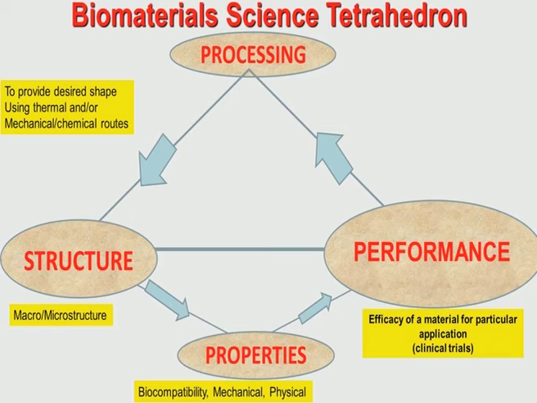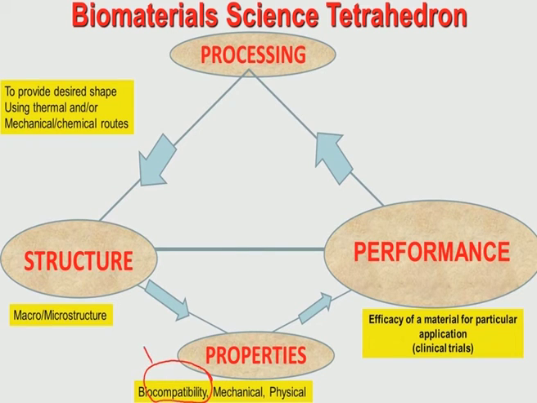I have tried to adapt this same tetrahedron to make you understand the different aspects of the biomaterial science tetrahedron. As far as processing is concerned, one is to provide the desired shape and size using thermal, mechanical or chemical routes. These are different processing routes. In terms of structure, both microstructure and macrostructure are important. Now, as for properties, first and foremost is the biocompatibility property, and as you can see, the biocompatibility property is more important.